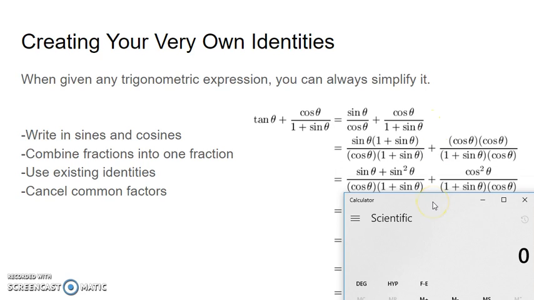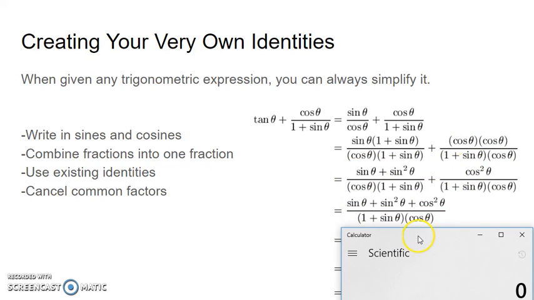And we do a little bit of algebra. Distribute the sine theta across, and we'll have sine theta plus sine squared theta. And then, of course, cosine times cosine gives me cosine squared. But now I've got two fractions that can be added together, so let's go for it. That's all one numerator over one denominator. Sine plus sine squared plus cosine squared, all over the same denominator as before.